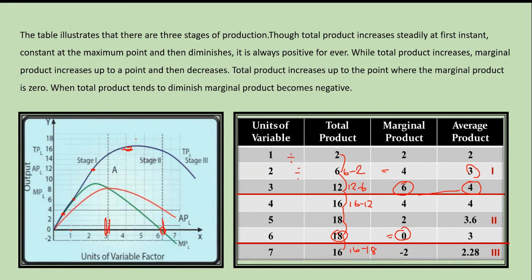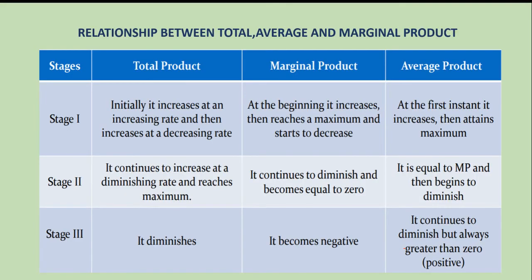The remaining part is the third stage. That is when the marginal product becomes negative. It is the third stage. Okay. So let us see the relationship between average.